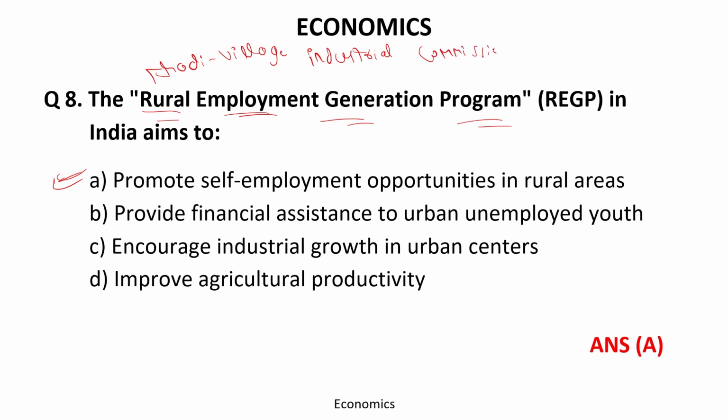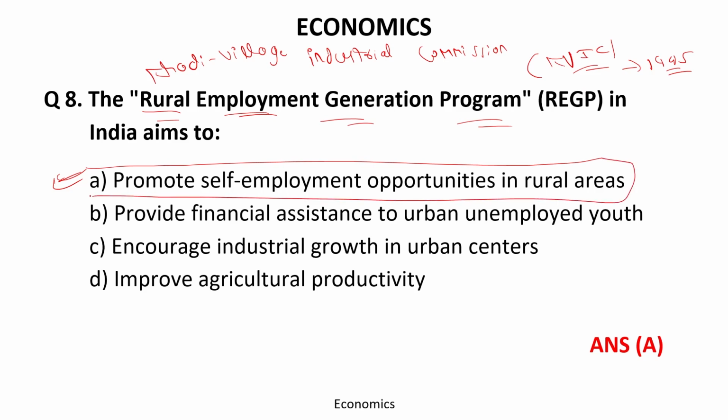Okay, which is known as KVIC in short. The year was 1995. The main aim of this particular scheme is to promote self-employment opportunities in rural areas, or 2 million jobs. So this was the particular aim. Remember the details. Let's move forward.